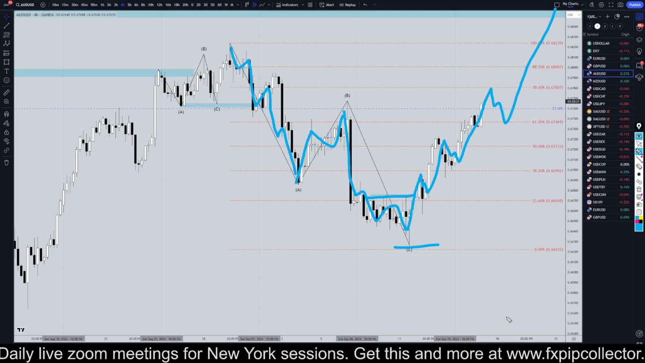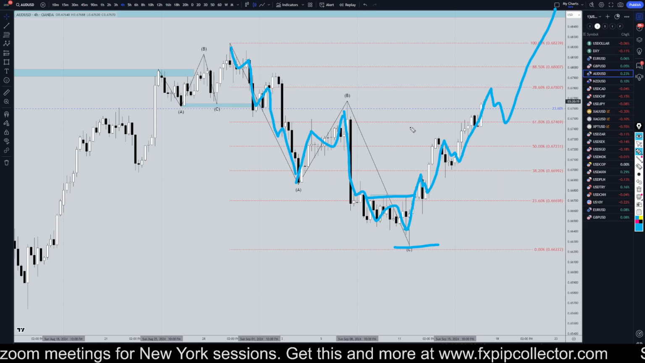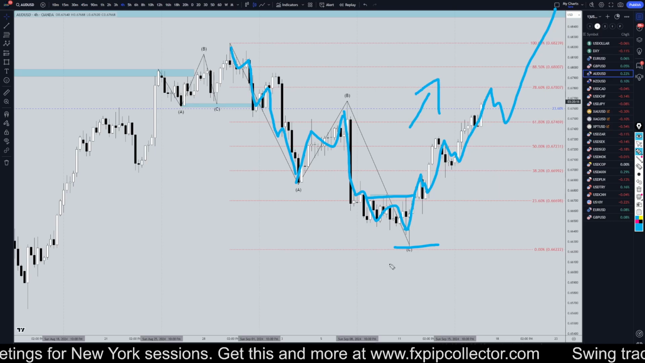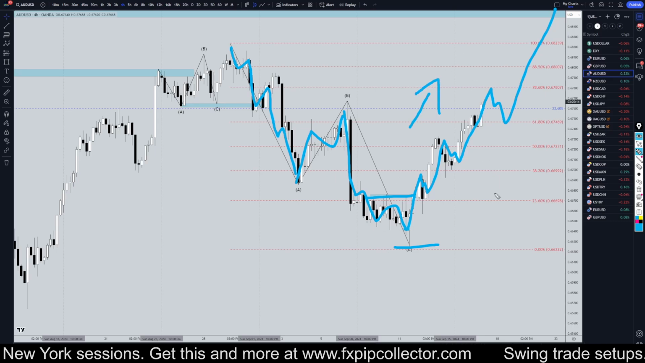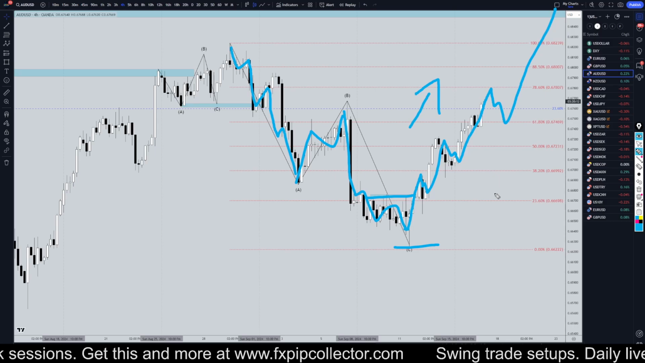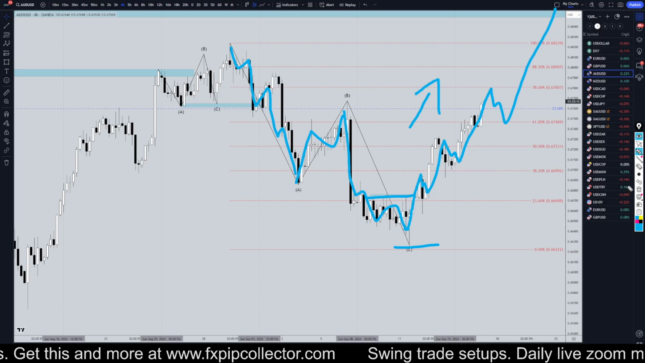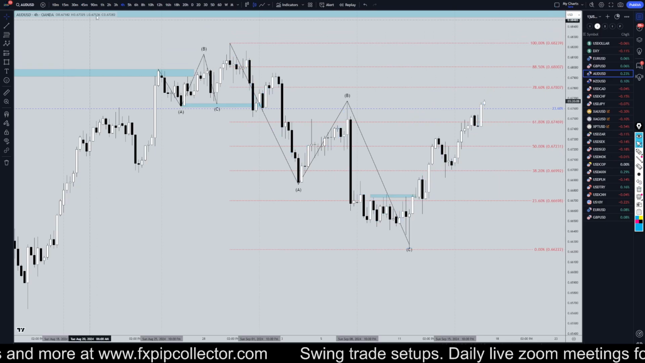With FOMC coming out tomorrow, it's going to be very interesting to see if this prevailing trend actually continues, or if it really does try to make a big move to the downside. It's supposed to be the first rate cut for a very long time, so it's going to be a very interesting day tomorrow for sure.